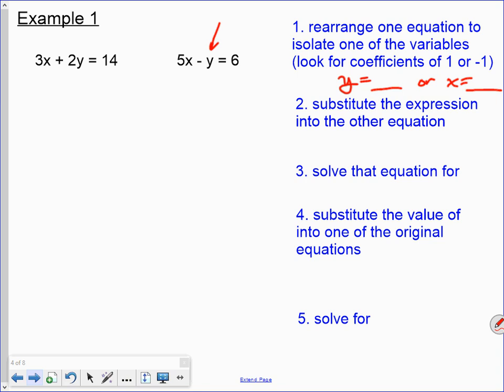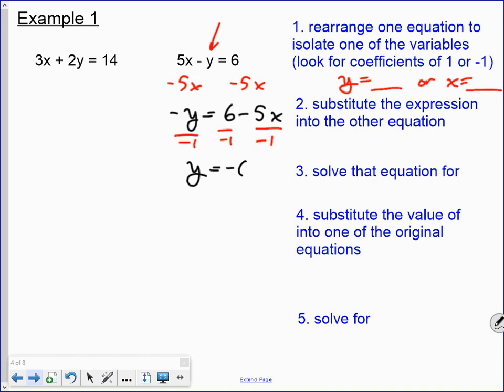And what we're going to do here is we can subtract 5x from this side, subtract 5x from this side to get negative y equals 6 minus 5x. And then we want just y rather than negative y. So we're going to divide everything by negative 1. And when we divide everything, I mean divide everything, all of those terms. So negative y divided by negative 1 is just going to be y. 6 divided by negative 1 is negative 6. Negative 5x divided by negative 1 is plus 5x. So that's step 1, done. Okay, we've got y equals negative 6 plus 5x.